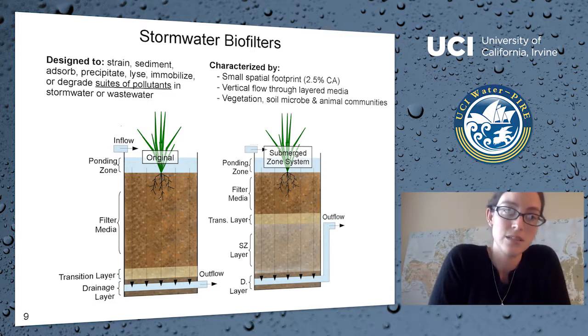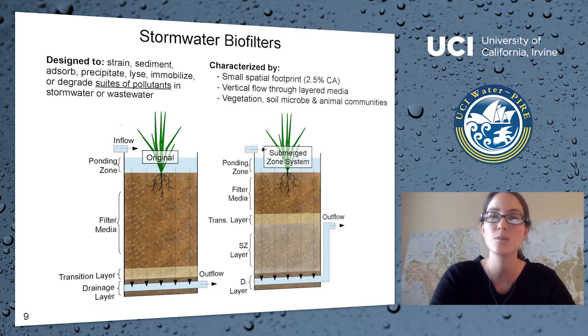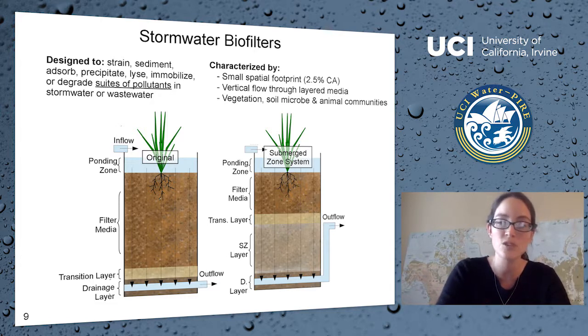So this is slide 9 now. Stormwater biofilters in general are just low-impact development or water-sensitive urban design systems, depending on where you're from, that are intended to remove suites of pollutants from stormwater or wastewater by physical, chemical, or biological means. They tend to be characterized by a small spatial footprint, taking up about 2.5% of their catchment area, and they have vertical flow through layered media. So what this means is that water comes in through an inflow pipe and enters a ponding zone, like Stan was illustrating. It percolates down vertically through layers of filter media until it enters a perforated pipe in the bottom of the system. So these are lined, piped systems I'm talking about.